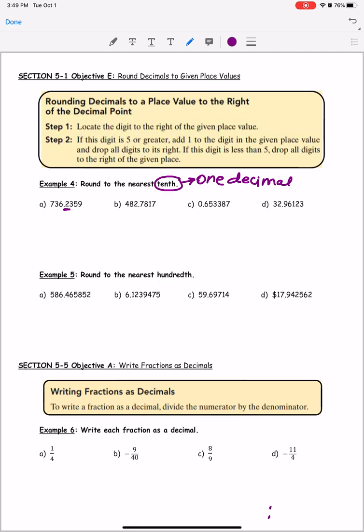We're trying to figure out, is it 736.2 or is it 736.3? Okay, I'm just trying to figure out what that digit is. Is it staying the same or is it going up? So, after you figure out what we want to round to, you have to look at this one behind it. So I'm looking at 3. If this digit is 5 or greater, you need to add 1 to the digit. So that would make that 2 go up. However, like in this case, if the digit is less than 5, drop all the digits to the right of the given place. So because this 3 is not 5 or more, that 2 stays the same, and now I'm just cutting off all those other numbers here.